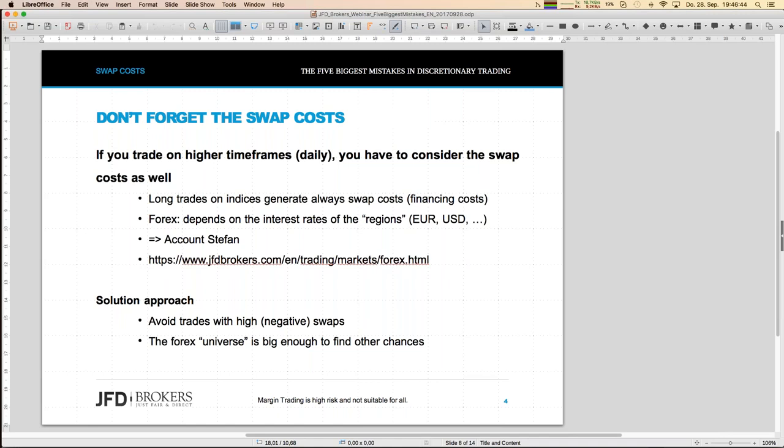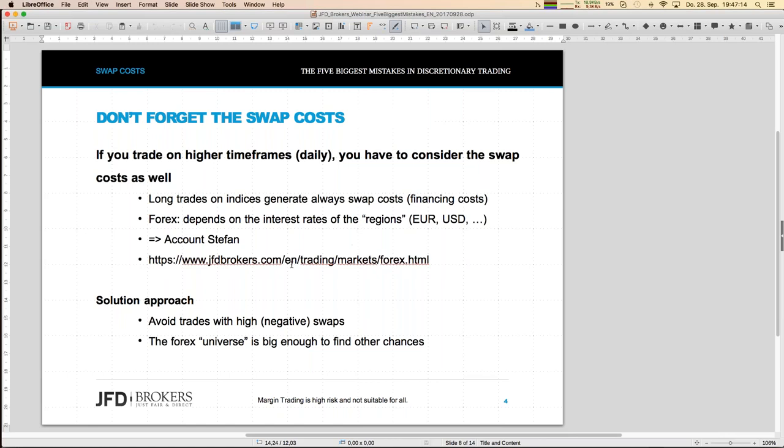Normally, if you do just intraday trading, then that is not a topic for you, because you will never have swap costs or swap gains in your account. But a lot of people are doing trades for maybe a couple of days or a couple of weeks, even months, and then looking at the swap costs is a quite important topic.